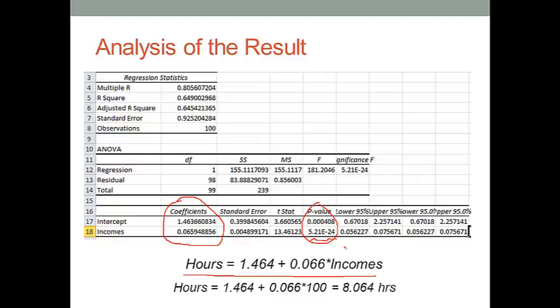You want to compare this number, 5.21 E negative 24, to the level of significance, 5%. Is this p-value less than or greater than the level of significance? Less than, right? 5.21 times 1 over 10 to the power of 24 will be a very small number. Obviously, this value is less than 5%. Then we should make a conclusion: incomes is a significant influential factor of hours.